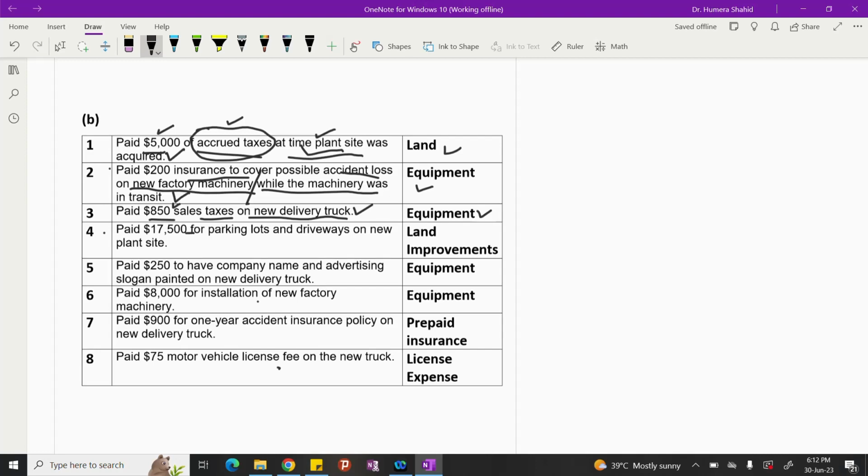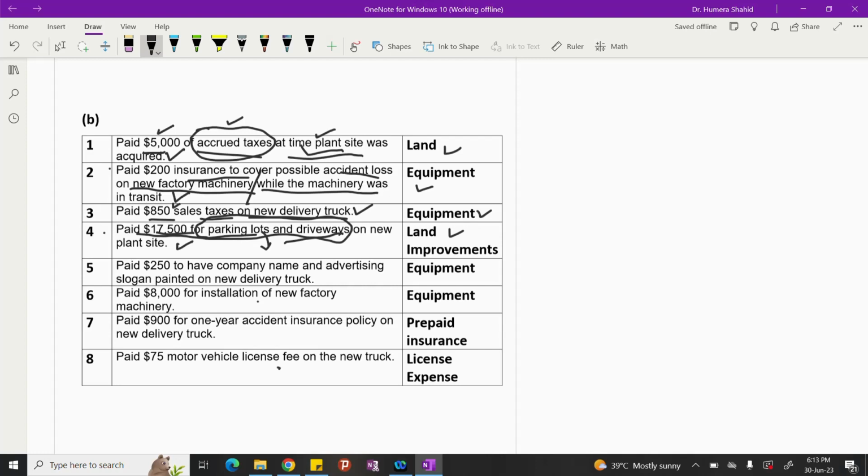Paid $17,500 for parking lots and driveways on the new plant site. On the plant site, you have incurred some cost to make these driveways and parking lots. These driveways and parking lots have limited life, and we already talked about them, that they are considered as land improvement. That's another type of plant asset.